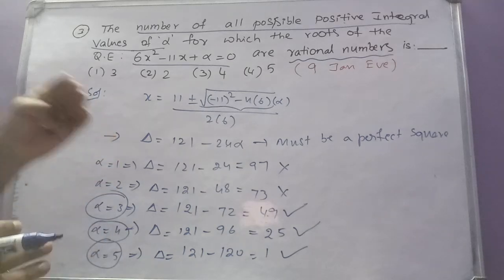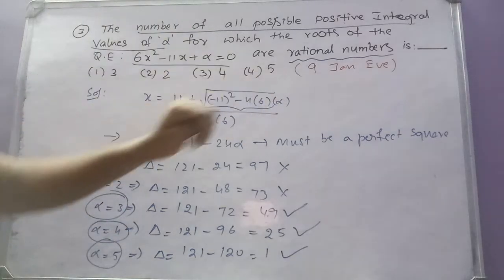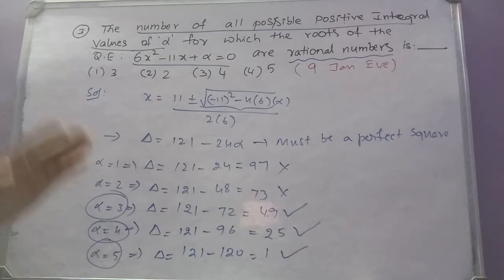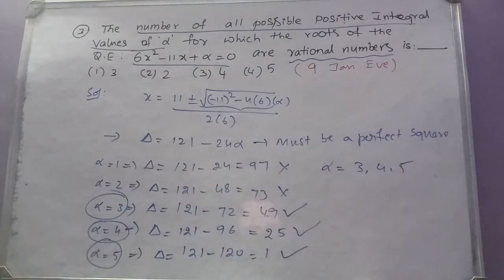From alpha is equal to 6, alpha is equal to 7, alpha is equal to 8, if you substitute these kind of values inside the square roots, we will get negative numbers. We will not have any real roots. So we will stop at alpha is equal to 5 itself. Therefore, for alpha is equal to 3, 4, 5, we are getting rational numbers as roots. The roots are rational numbers.